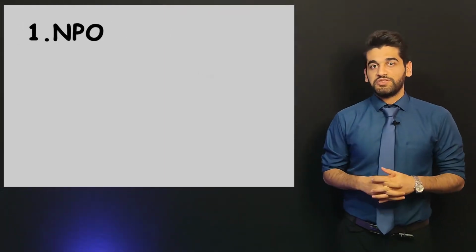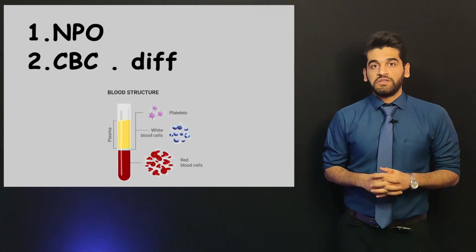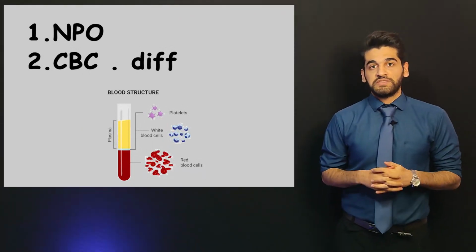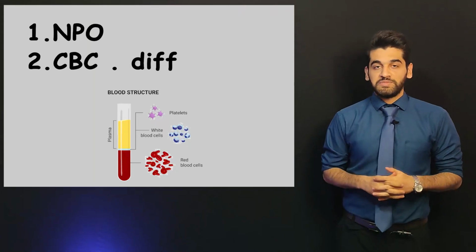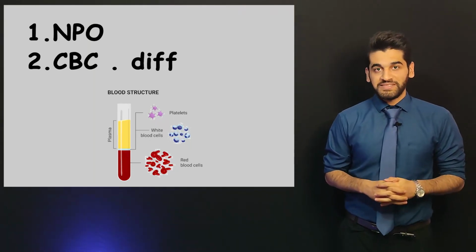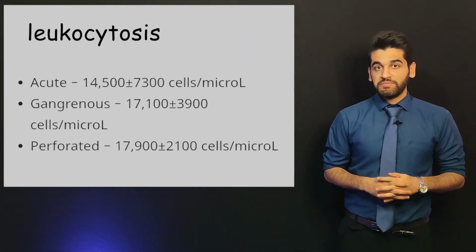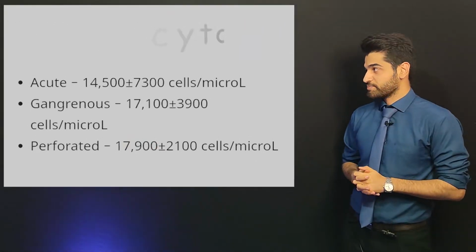We make her NPO, we check CBC with differential. Differential looks at how many of each kind of white blood cell you have. Approximately 80% of patients have a leukocytosis and a left shift, especially an increase in neutrophils and bands. Here we see mean white blood cell counts in acute, gangrenous and perforated appendicitis.